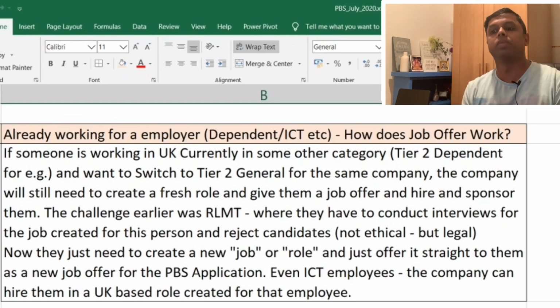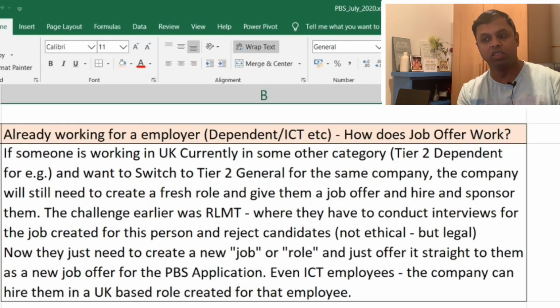Now that the resident labor market test is not there, they can straight away create a job, offer it to this person and hire that person. And this is very simple. All they need to do is just get a sponsorship license. The sponsorship license process is also very straightforward and will probably become more and more straightforward because a large number of employers will now come forward to get the sponsorship license.